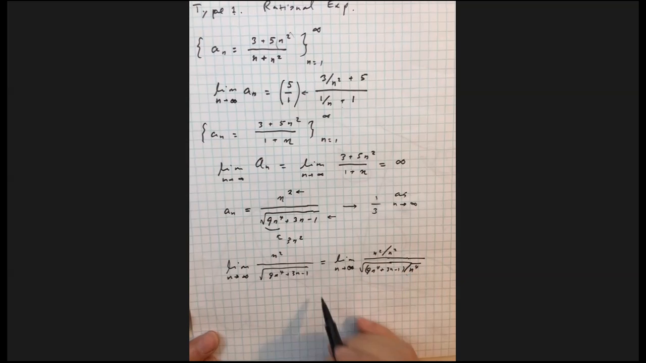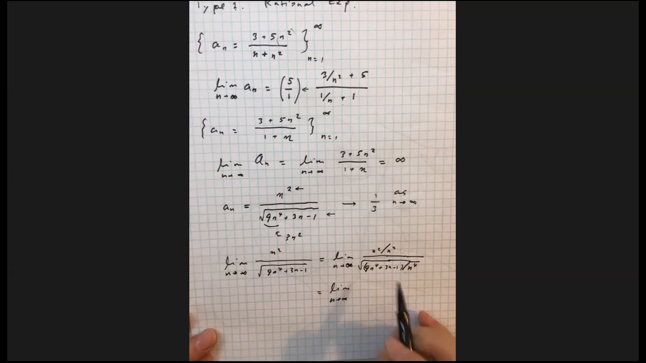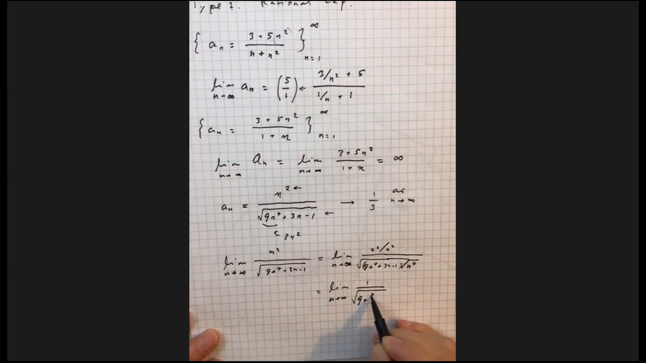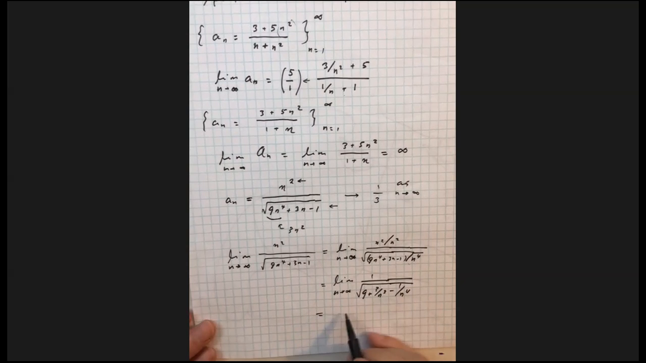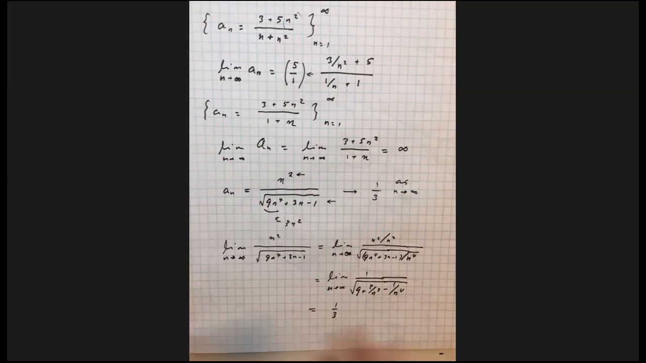So this gives you the limit as n goes to infinity of 1 over the square root of 9 plus 3 over n cubed minus 1 over n to the fourth power. And that has a limit of 1/3. And that's how you justify a question like this when there's a square root or cube root involved.